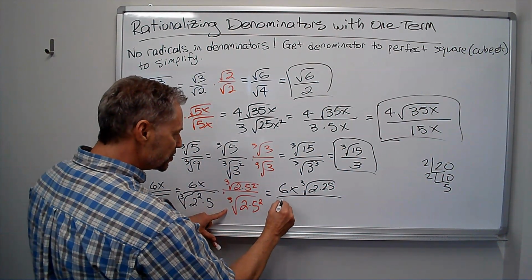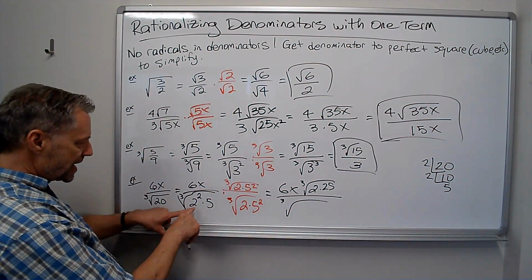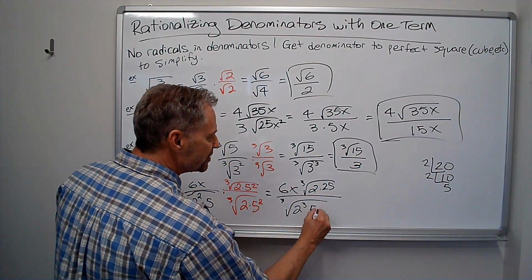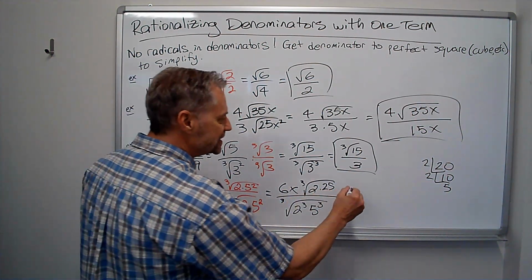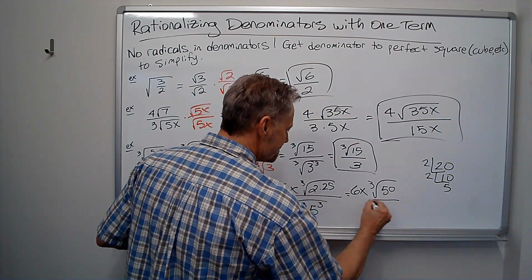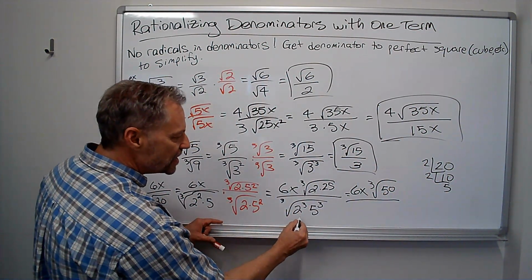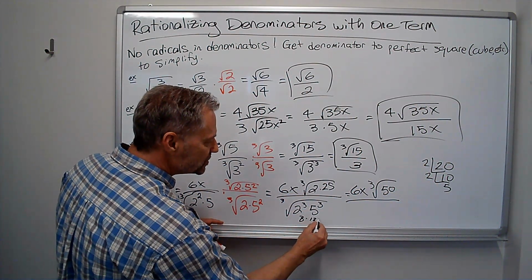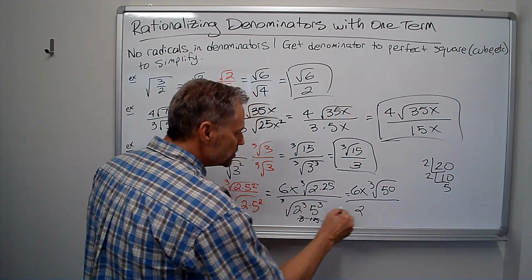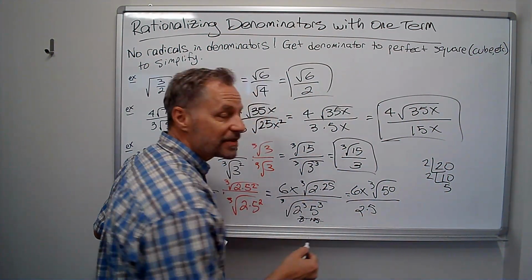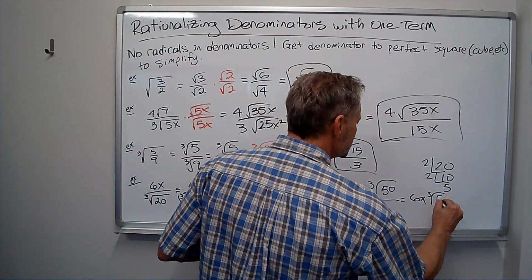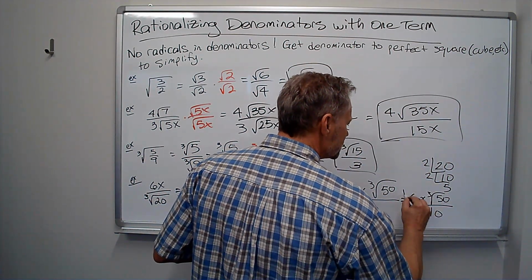But on the bottom, I get the cubed root of what? I had 2 squared times 2, that's 2 to the third. And I had 5 times 5 squared, that's 5 to the third. So now I have 6x times the cubed root of 50. And then down here, notice that's an 8 times 125. I don't even care, because I know the cubed root of 2 cubed is 2, and the cubed root of 5 cubed is 5. So that's just going to be a 10 on the bottom. So I get 6x cubed root of 50 all over 2 times 5 is 10.